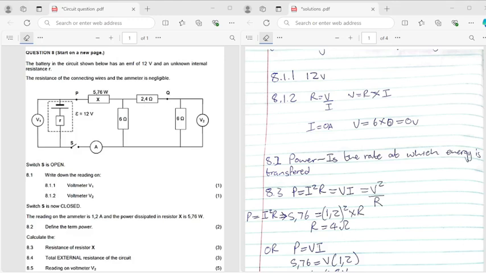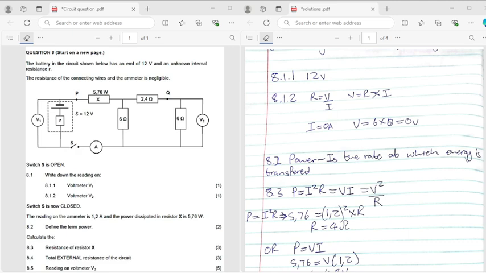Hi everyone, so today I'll be showing you how to solve this question 8. I'll show you how to do it.